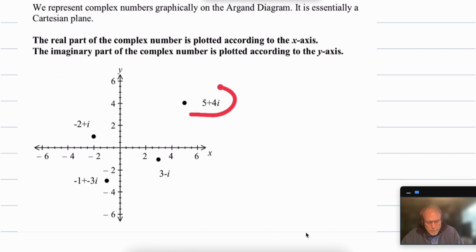So, for example, 5 plus 4i here, we've gone across 5 and up 4. So 3 minus i here, we've gone across 3 and down i, or down 1, which corresponds to i. So minus 1 plus minus 3i, so we have minus 1, but we've got plus minus 3i here to give us this point. And then the minus 2 plus i, so we've gone across horizontally 2 and up 1 to give us the i. So that's how we start to plot points on the Argand diagram.